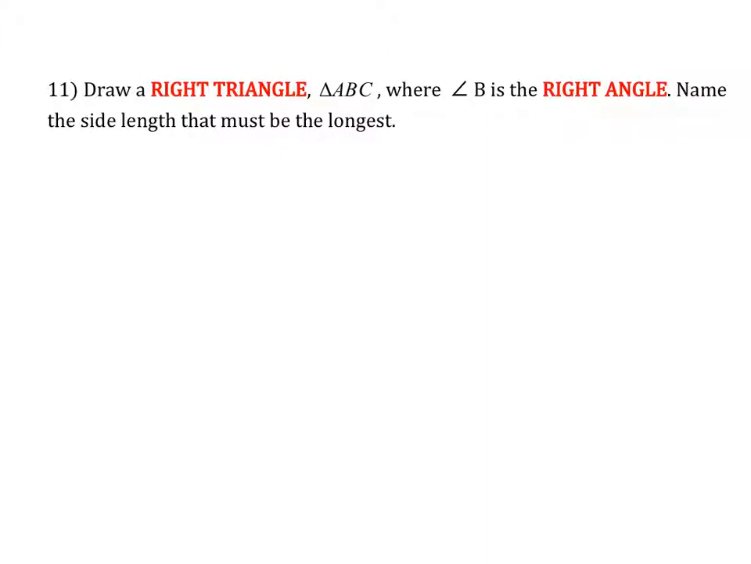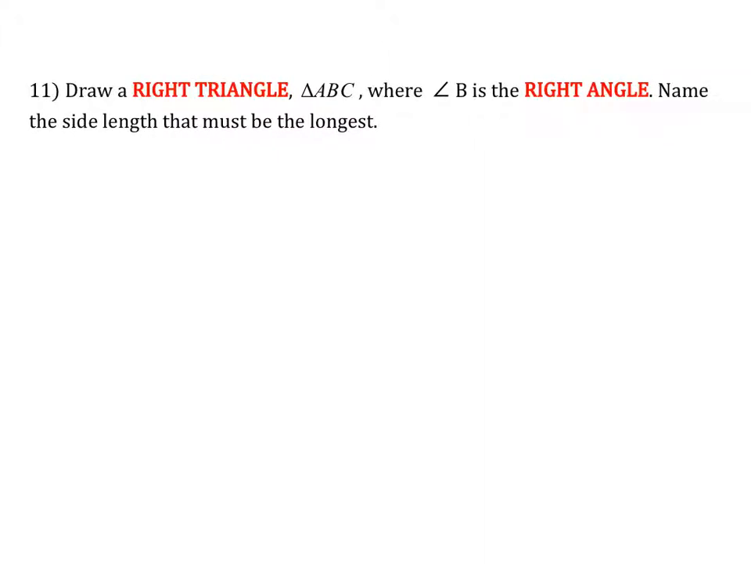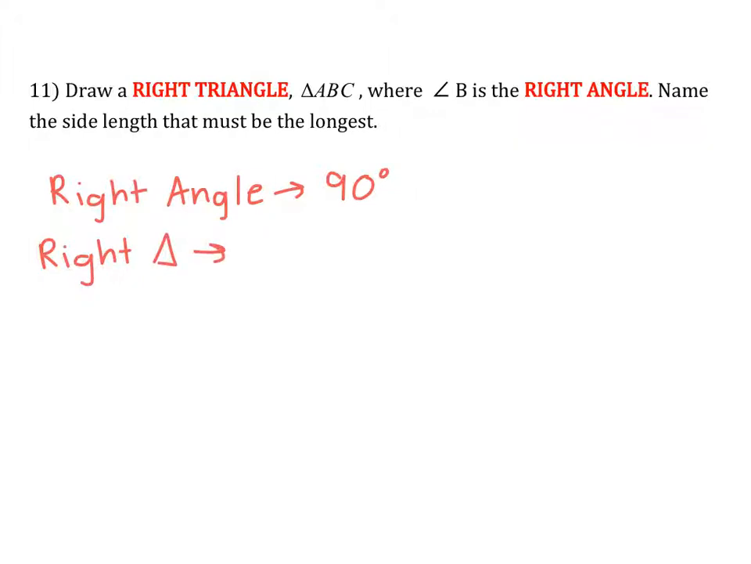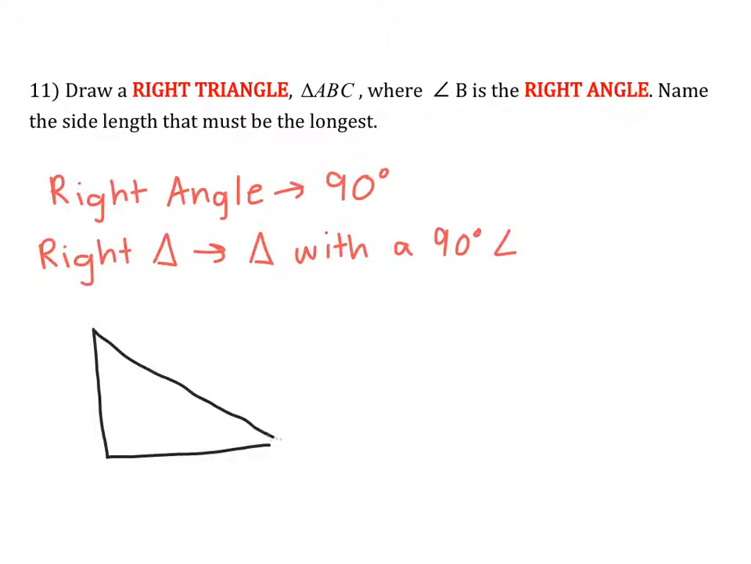Okay, last problem. This says draw a right triangle, triangle ABC, where B is the right angle. So let's start with that. So let's first revisit what it means to be a right angle. A right angle is just a 90-degree angle. So that means that a right triangle is just a triangle with a 90-degree angle. So we can draw that. They end up looking like this. And the way that you can show that they are 90 degrees is using that box. That little box, remember, means 90 degrees.